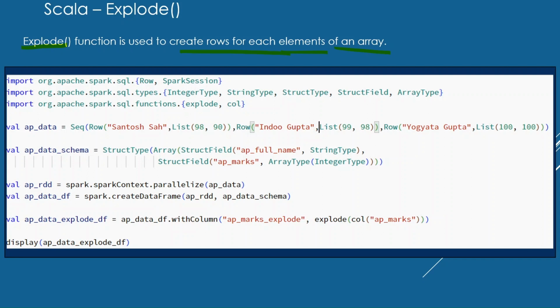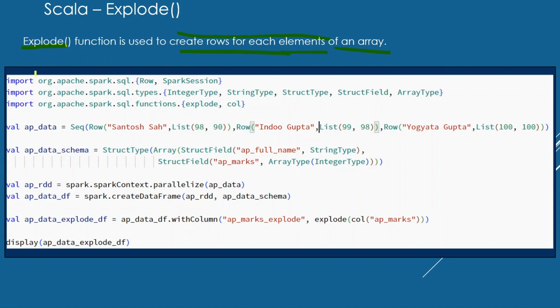Suppose there is one column of array type, and in the array there are 10 records present. When we explode that array column with the help of the explode function, 10 new rows will be created. That means it will create a row for each element of an array. Whatever elements are present in the array, that many rows it will create.